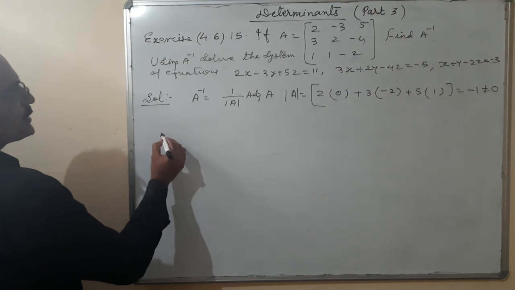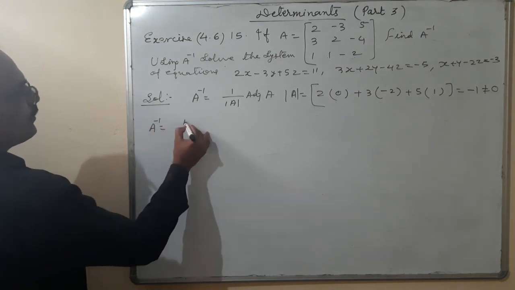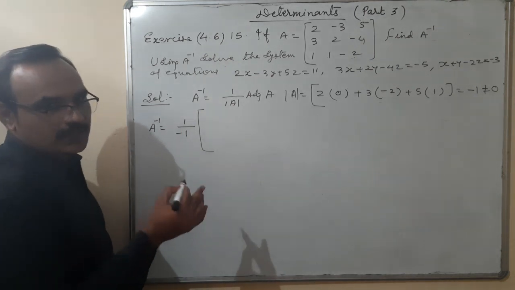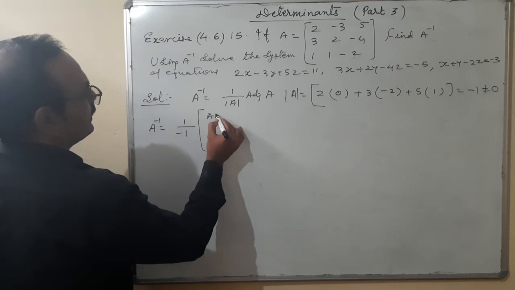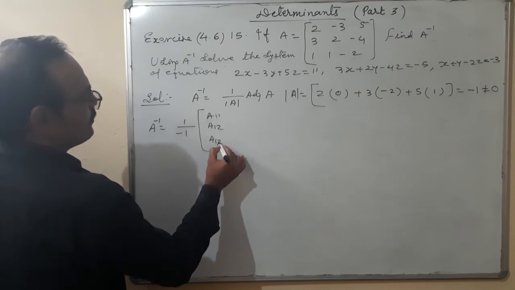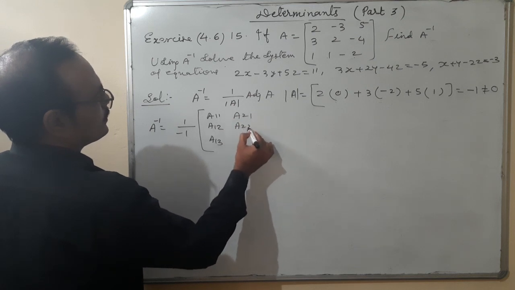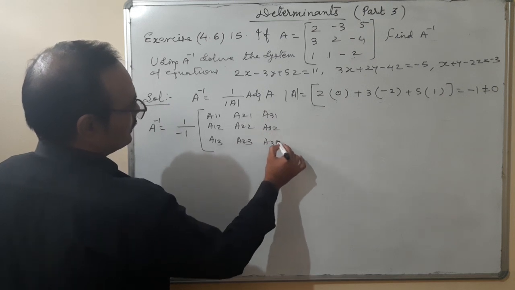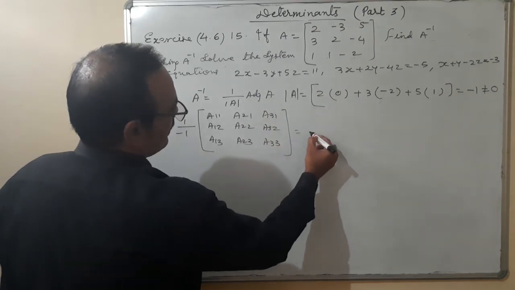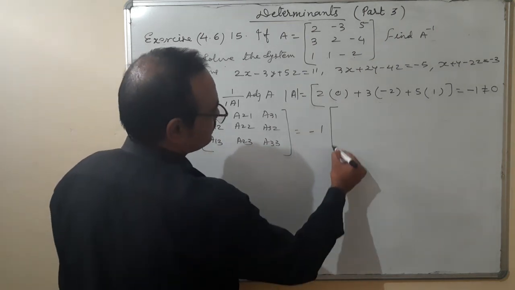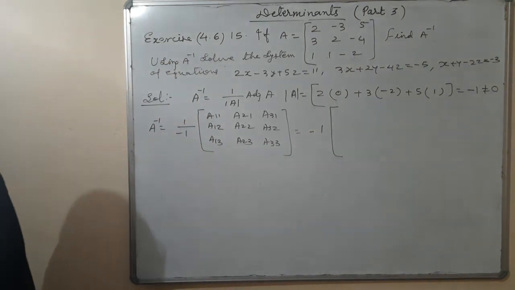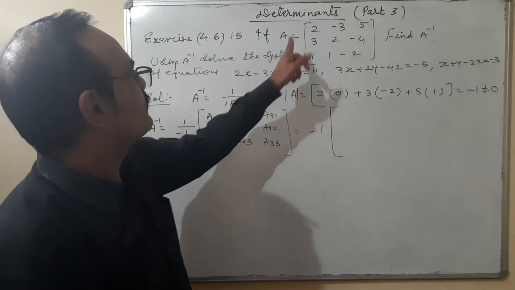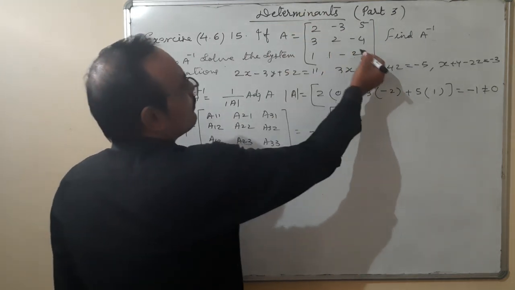So that means A inverse is equal to 1 upon minus 1 and adjoint of A. Adjoint of A means the transpose of cofactors of A: A11, 12, 13, 21, 22, 23, A31, 32 and 33. Okay. Minus 1, 1 upon 1. Adjoint of A, 1, 1, 1, 2, 1, 3. Okay. 1, 1, first row, first column. What is coming? Minus 4 plus 4.